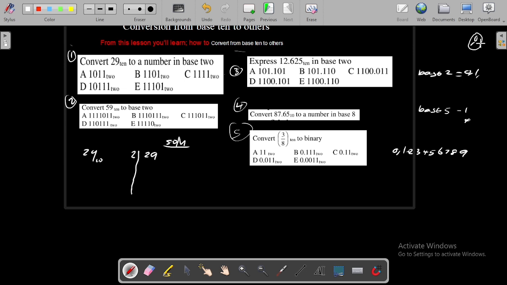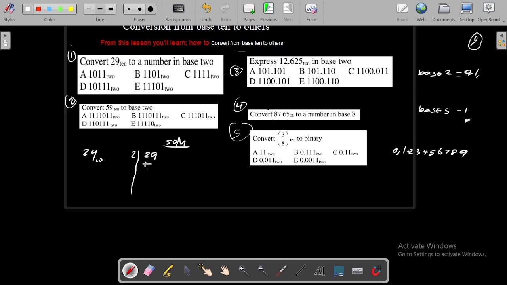This base 2 is mostly used, and it is also called a binary number. Take note of that. Sometimes they may give you a question: convert this 29 in base 10 to a binary number. It's the same thing as base 2. Now, if you divide 29 by 2, using a calculator, what you have is 14.